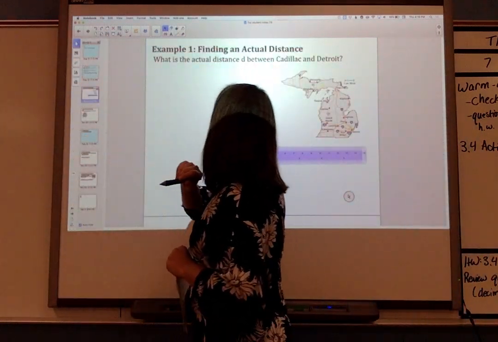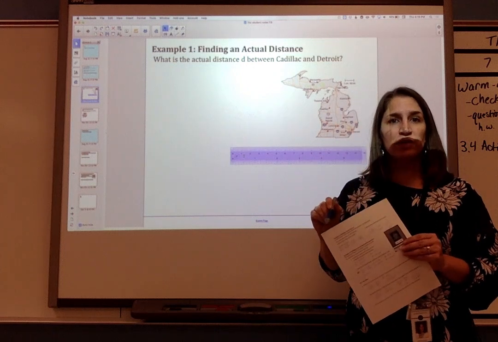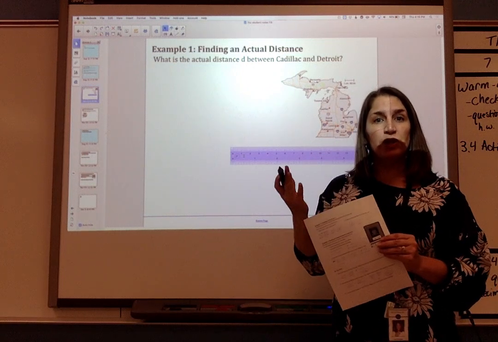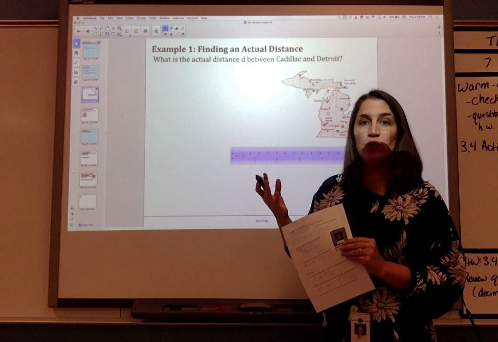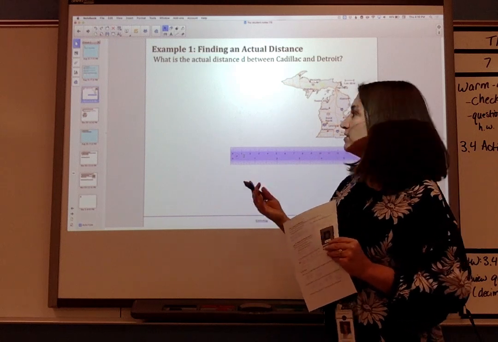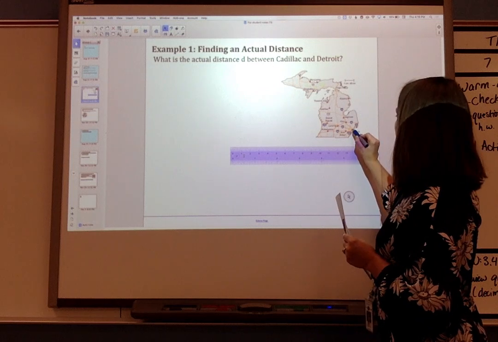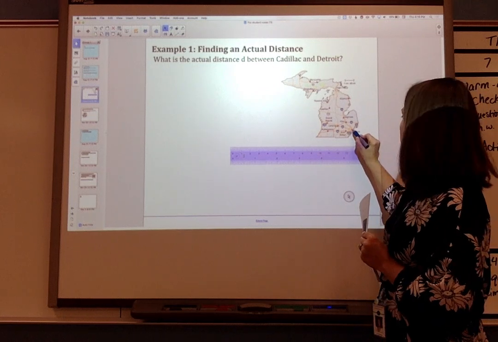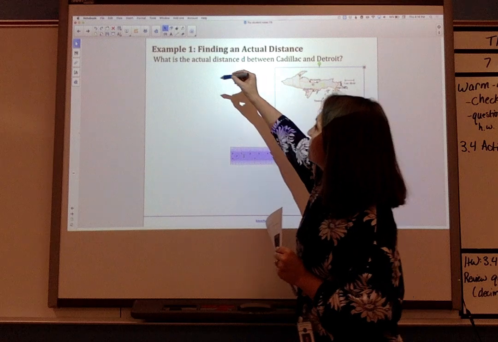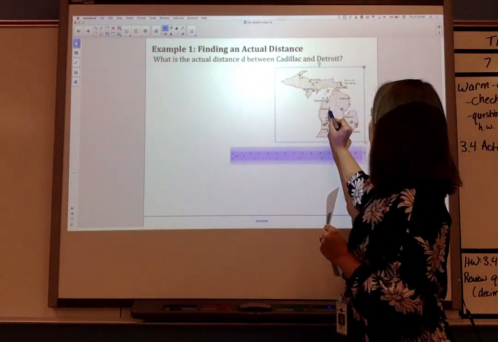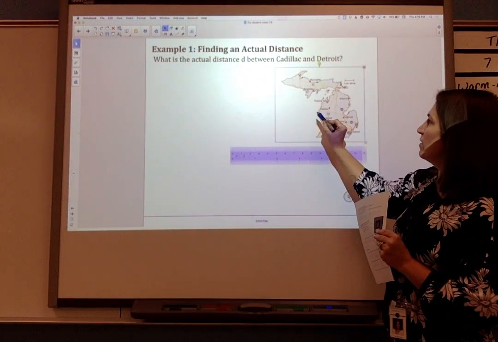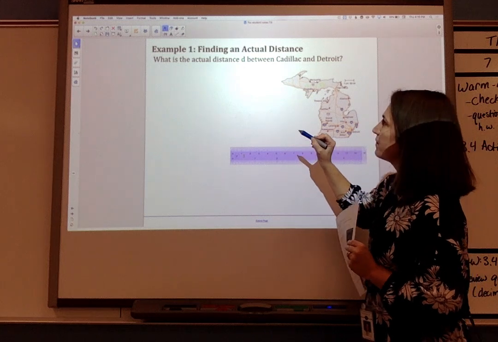So in our first example, we're going to find the actual distance, we're going to use D to designate distance, between the two cities of Cadillac and Detroit. So look at the map on your sheet as well, and Detroit is kind of over here in the bottom right-hand corner, right here. And then Cadillac is up here kind of in the middle of the state of Michigan.